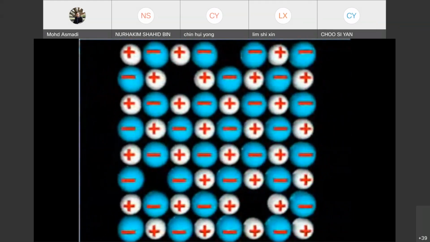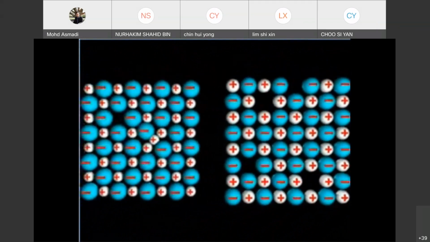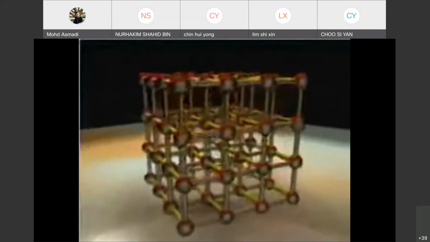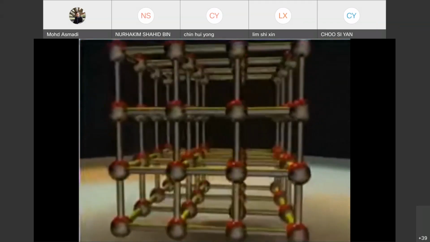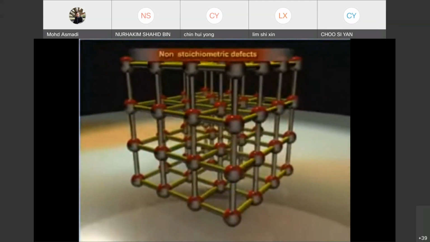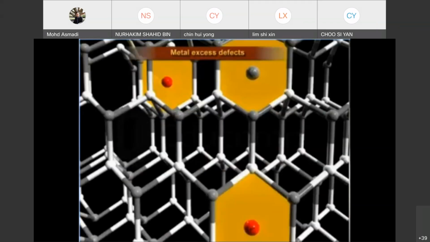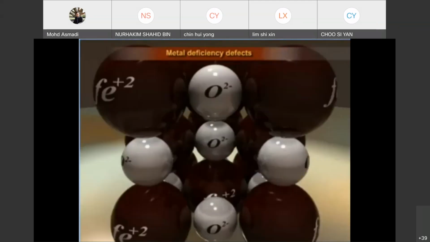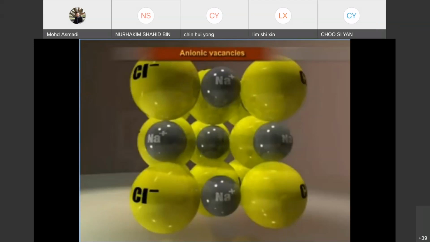So far you have learnt about the defects that maintain the stoichiometry of a crystalline substance. However, there are certain defects that change the stoichiometry of a crystal. These defects are called non-stoichiometric defects. Non-stoichiometric defects are of two types: metal excess and metal deficiency defects. The metal excess defects arise due to two reasons: the presence of anionic vacancies in the crystal or the presence of extra metal ions.